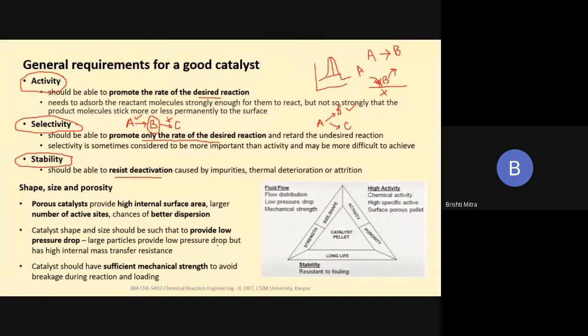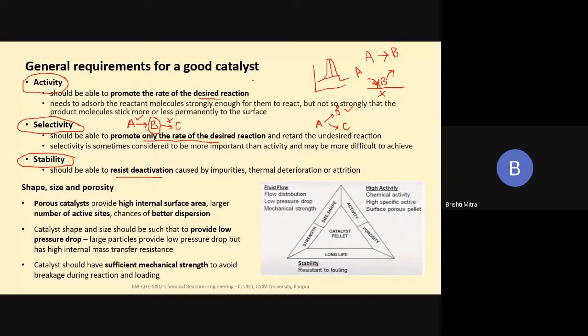So how does this deactivation happen? When you have some impurities settling on the active site, when two active sites join together or agglomerate, fuse and sinter and become one site, then active sites get destroyed. Or there may be some carbon deposition on a particular site. In all of these cases, the stability of the catalyst is very small.